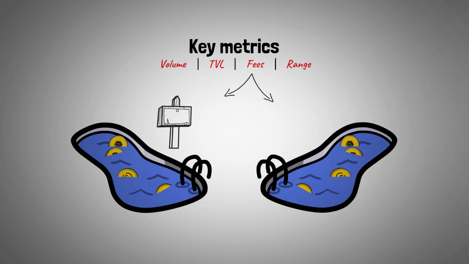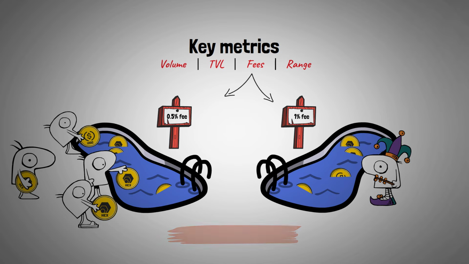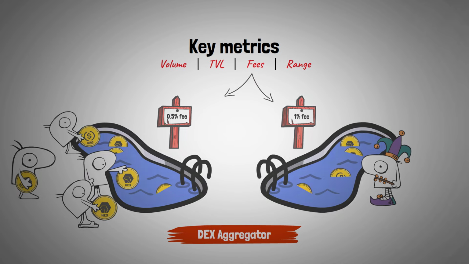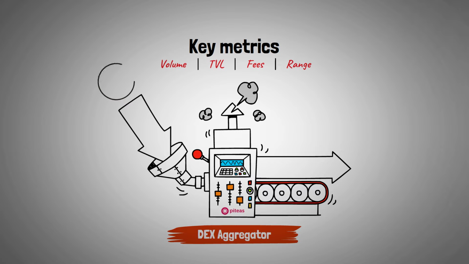Secondly, you should be aware of the different fee structures in multiple pools for the same token. When one pool charges a 0.5% fee and another charges 1%, naturally, more traders will choose the pool with the lower 0.5% fee. This is especially true as more people use DEX aggregators to execute their swaps. A DEX aggregator, such as Piteus, functions like a search engine, finding the best and cheapest route across multiple decentralized exchanges to swap your tokens. It determines the most efficient route with the least amount of fees and slippage, ensuring you get the most value for your money.